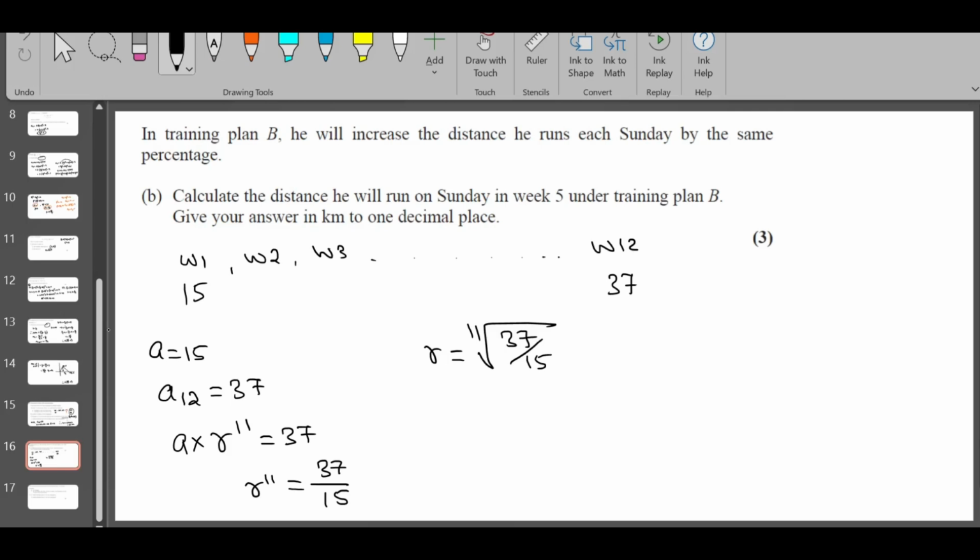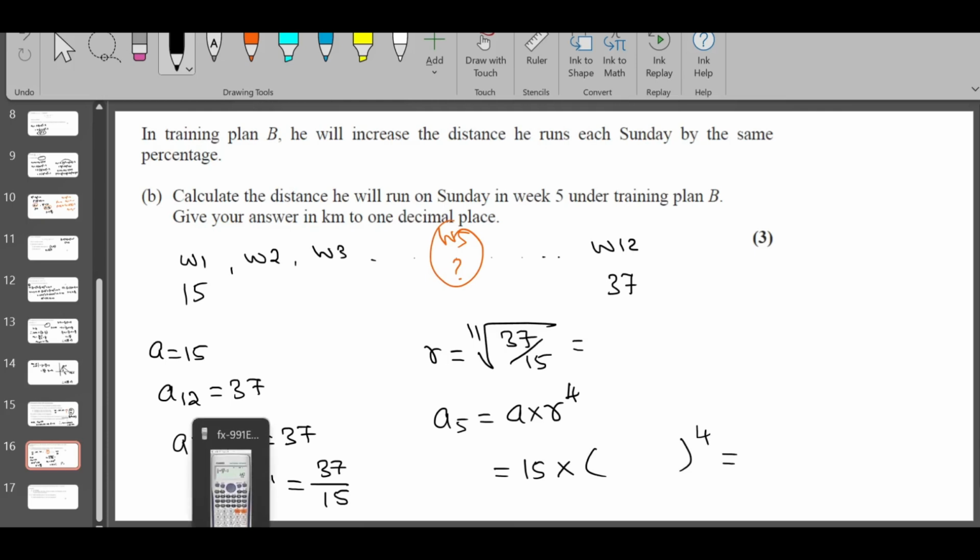Calculate the distance you will run in week 5. Again, they want you to find the 5th term. So the formula to find the 5th term is a r to the power 4, which is 15 times this value, whatever the value, to the power 4. They want you to write the answer to one decimal place.